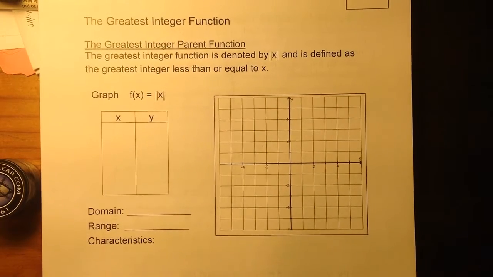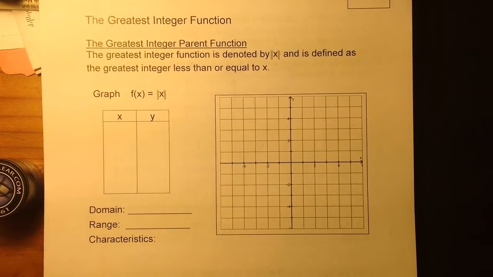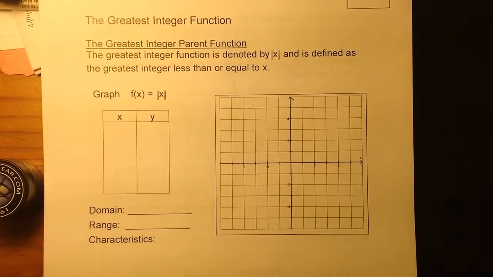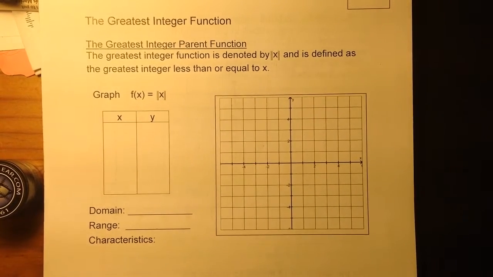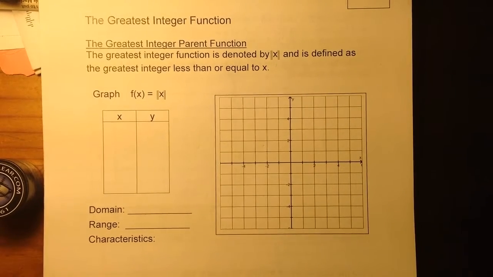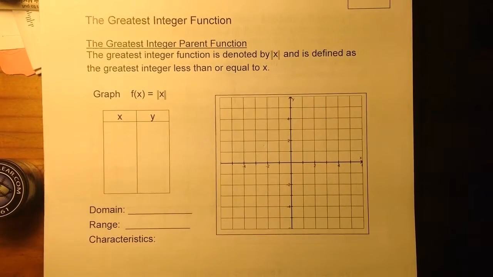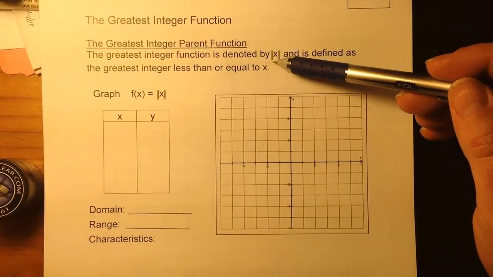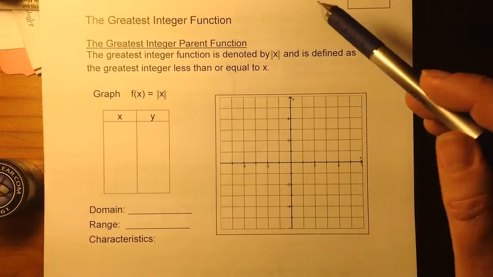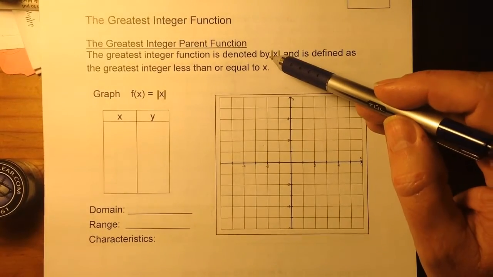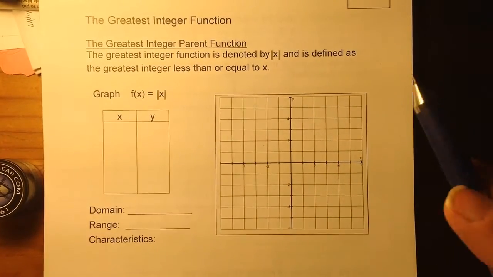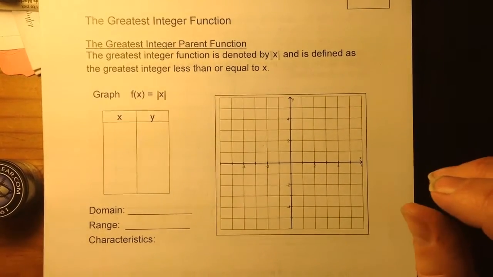Okay, so we're looking at lesson 111, greatest integer function. And we talked a little bit about this last week when I was doing the lesson with the 7 parent functions and characteristics. And so this was our step function. The greatest integer function is denoted by double absolute value lines with an x inside. Okay, so 2 lines, x, 2 more lines. It is defined as the greatest integer less than or equal to x.